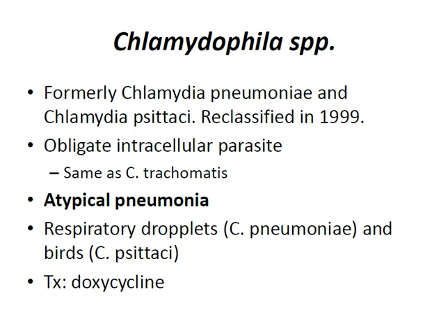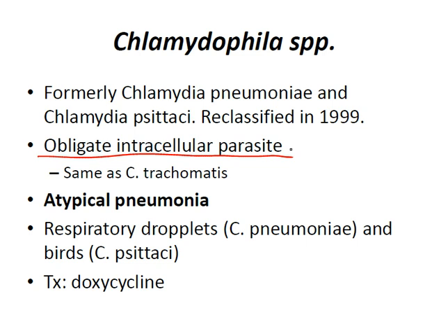Chlamydophila species. What do we know about Chlamydophila? He is formerly Chlamydia pneumoniae and Chlamydia psittaci. He was reclassified to the Chlamydophila group in 1999. So he's the same as Chlamydia trachomatis. Both are obligate intracellular parasites, just like you see right here.